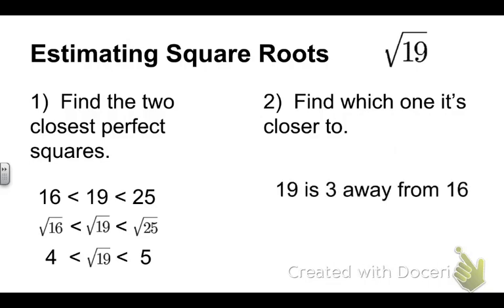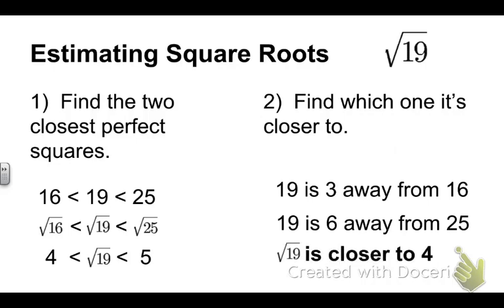If you go back to what we had at the beginning, that number 19 is 3 units, 3 digits away from 16. And 19 is 6 units away from 25. So what's it closer to? Is it closer to 16 or is it closer to 25? Hopefully you said it's closer to 16, so what that means is that the square root of 19 is closer to 4. Again, we will be talking about this more in depth in class.